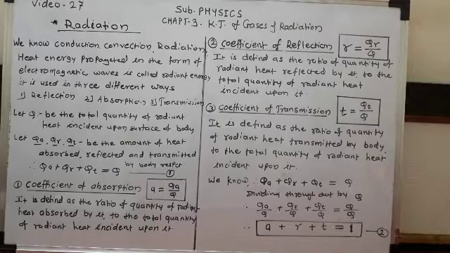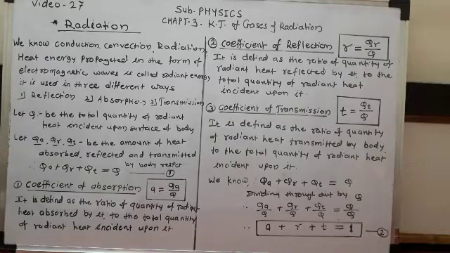Radiation is a very fast, rapid process to transfer heat from one point to another. The heat energy which is propagated in the form of electromagnetic waves is called radiant energy, and we have to study here how this radiant energy is propagated.